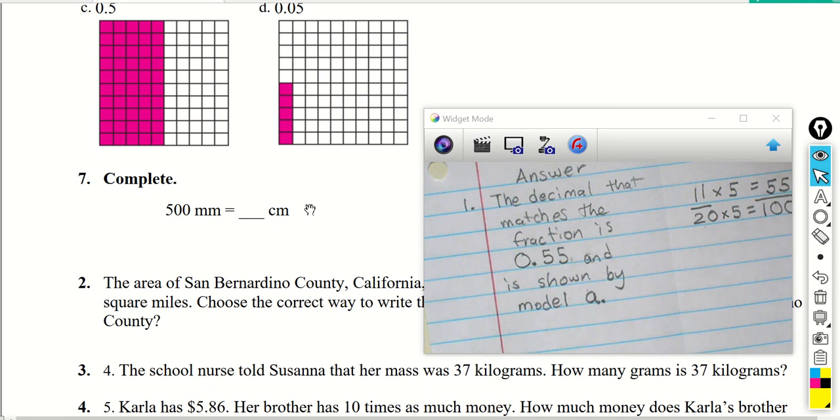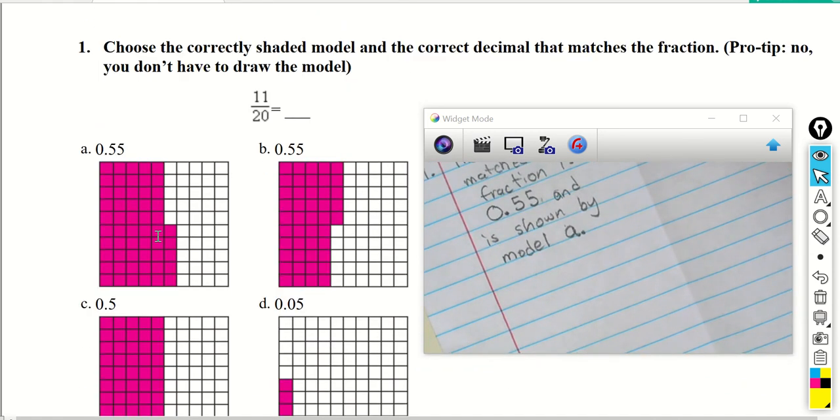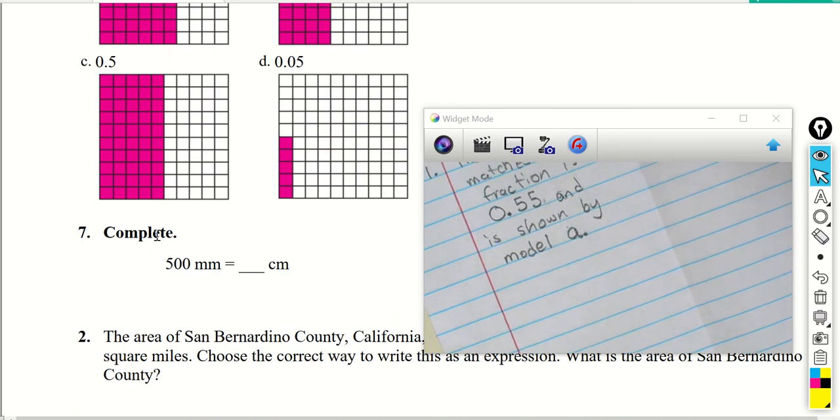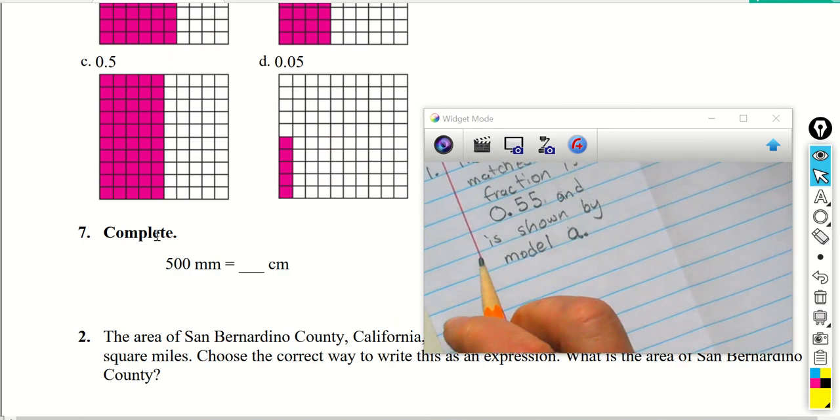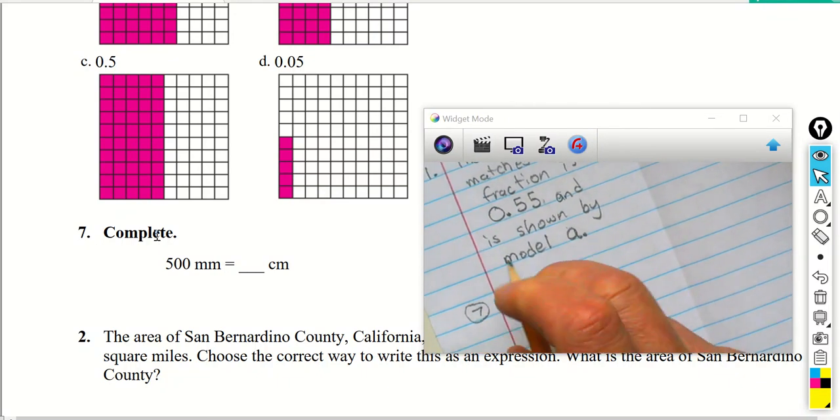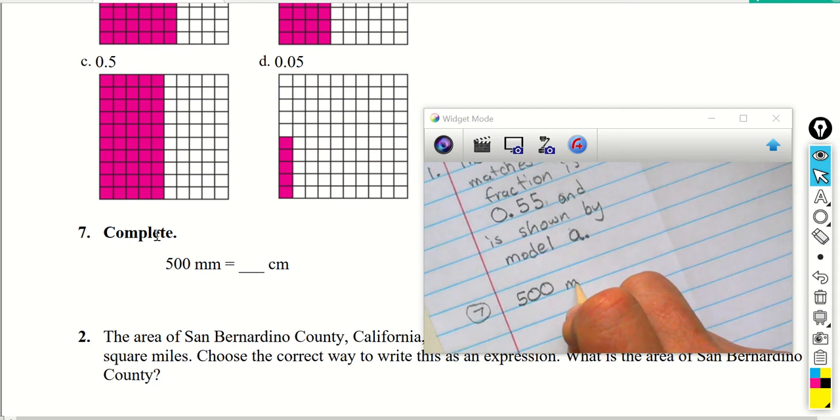Number 2, we're going to be doing some more converting. Oh boy, Mr. H made a real big error on number, and I'm sure I've already gotten emails about this. It says 7, it's supposed to be 2, but I'm going to just go ahead and complete it anyway. I'll just make it down as, we'll call it fake 7. And we'll go ahead and put here 500 millimeters equals blank centimeters.